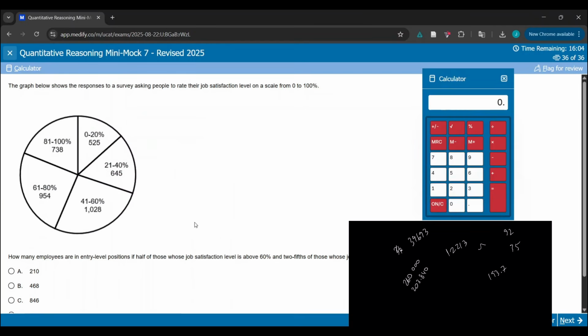How many employees in entry-level positions? If half of those whose job level satisfaction is above 60%.